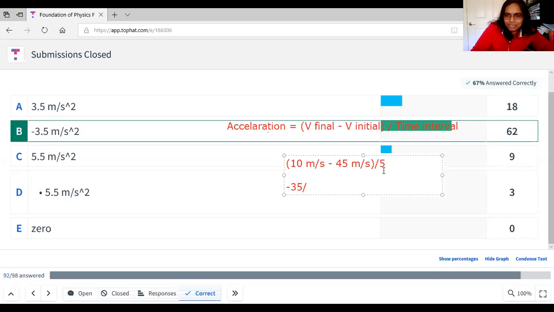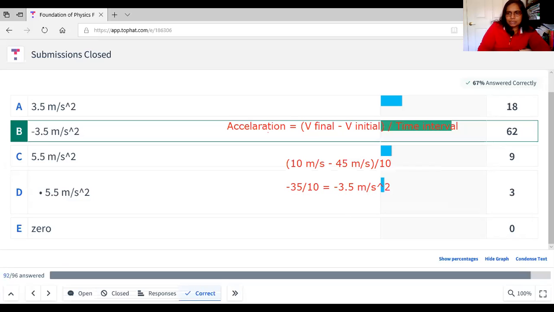Sorry, time taken is 10 seconds, isn't it? I'm sorry. Tell me if I make a mistake. So the time taken is 10. So the value will be minus, that's important, minus 3.5 meters per second squared. I write it this way because I don't have superscript on this writing pad. Right, so that's how you calculate it.